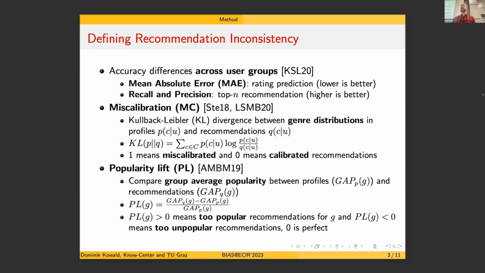And then finally, we have this popularity lift definition, which we can calculate by comparing the group average popularity of a given user group between the profiles of this group, so the input, and the generated recommendations of users within this group, so the output of the model. And based on the definition, a positive value for a group means that the recommendations were popularity biased, and the negative value means that they were too unpopular, given the input data. And the value of 0, again, is a perfect score here.